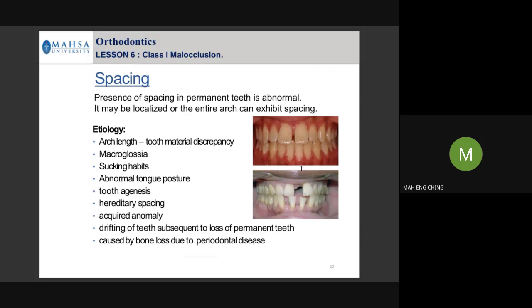So again, for simple spacing like an upper median diastema, you can consider a removable appliance using a Hawley or a labial bow. Then you can close this median diastema. When it comes to big spaces, then it's better to deal with fixed braces.